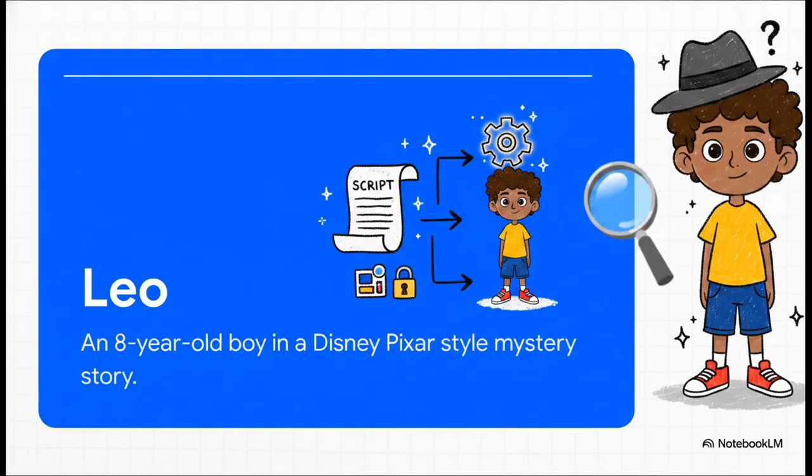And right out of that script, our main character is born. Meet Leo, our anchor case study for The Explainer today. He's an 8-year-old boy in a Disney Pixar mystery. But the tool goes a way further than just naming him. It permanently locks in his specific skin tone, his hair color, and his exact clothing right here. That baseline definition is going to be our absolute secret weapon for the rest of the project.